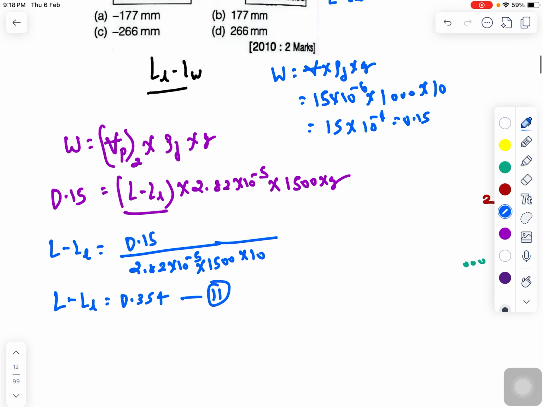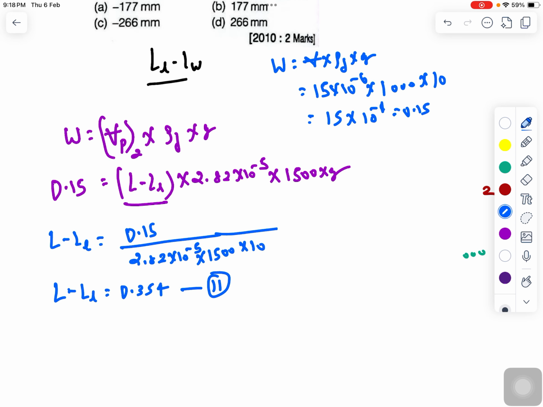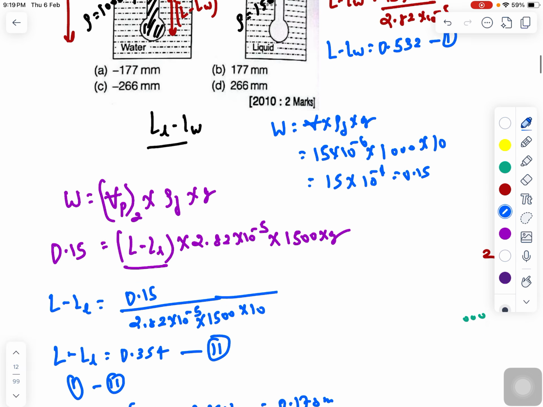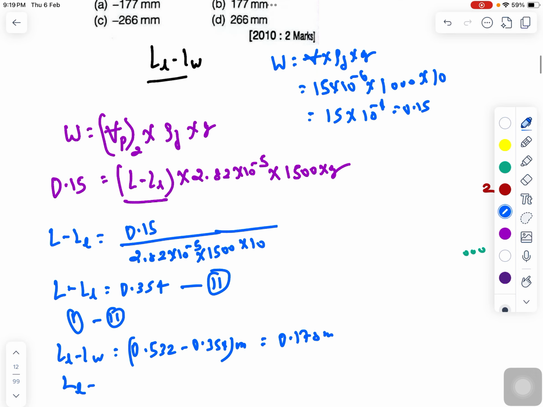So we are supposed to calculate LL minus LW. If I do the first minus second, I will be getting LL minus LW, that is equal to 0.532 minus 0.354, and that will be in meter, I think. So that will be equal to 0.178 meter. So you are supposed to calculate in millimeters. So LL minus LW, that is equal to 178 millimeter.